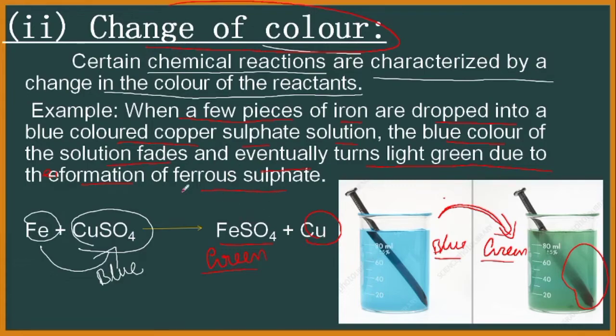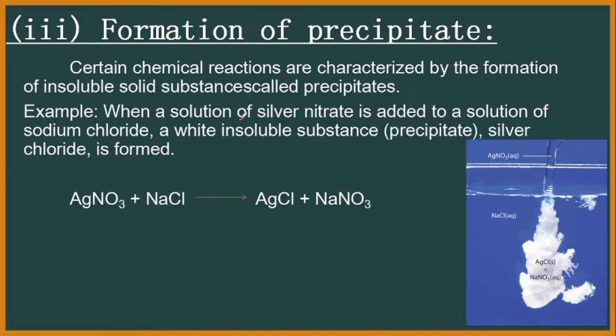I'm giving only simple examples, but whenever you study your textbook, you will get many examples of these kinds of characteristics of chemical reactions. So now we will move to the next feature of chemical reactions, that is formation of precipitate. First we will know what we mean by precipitate. So a precipitate is the insoluble substance which is formed during a chemical reaction. Certain chemical reactions are characterized by the formation of insoluble solid substances called precipitates.